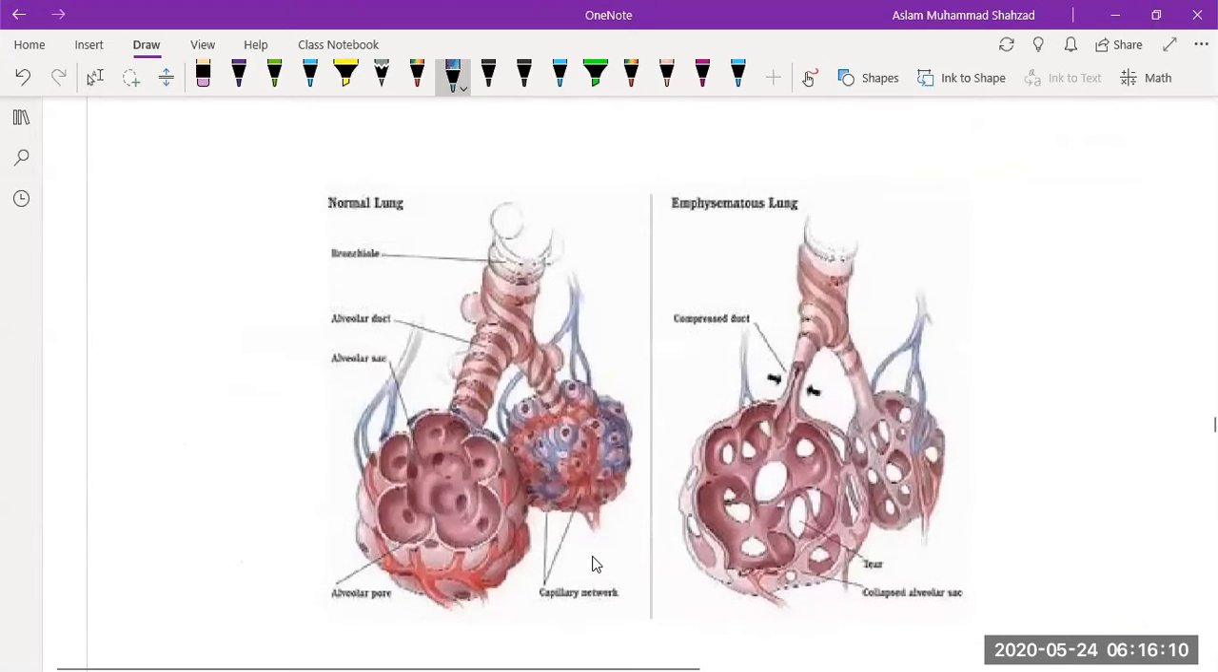So these are other pictures of normal. On the left side, alveoli, alveolar ducts and alveolar sacs, whereas on the right side you can see that in emphysematous lungs the ducts become narrow, and you can see the arrows over there, and then the air sacs collapse, and that occurs in emphysema.